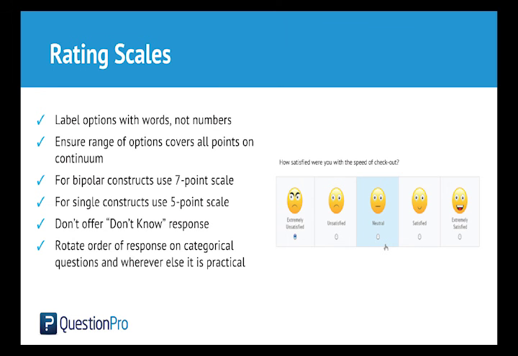We would suggest that for bipolar constructs, use a 7-point scale, and for single constructs, use a 5-point scale. We could have a whole webinar on scale construction, but from our experience, this tends to work best. We would also suggest not offering a don't know response. It invites people to take the easy way out and to click on that response. And then lastly, of course, rotate the order response on any kind of categorical questions and wherever else it's possible or practical, just to ensure that we're getting good data and there's no order effect in the response.